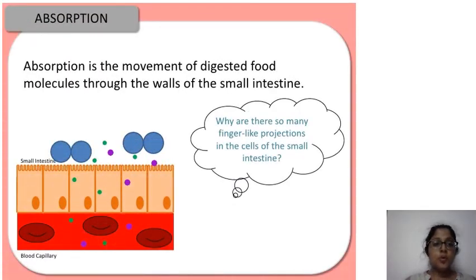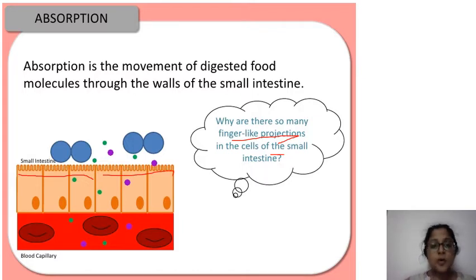Let us first know what is absorption. Basically, it is the movement of digested food molecules through the walls of the small intestine. So there is a question that can come to your mind: why are there so many finger-like projections in the cells of the small intestine? So where are the finger-like projections? These are the finger-like projections. These are known as the villi.